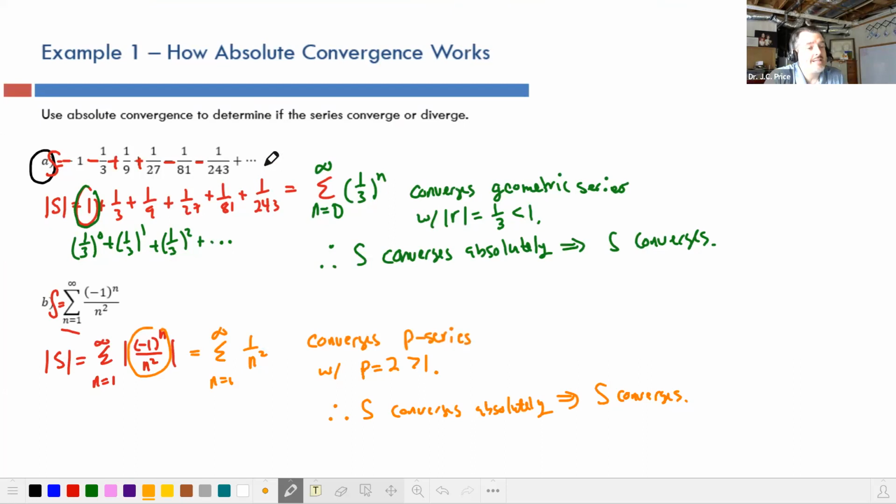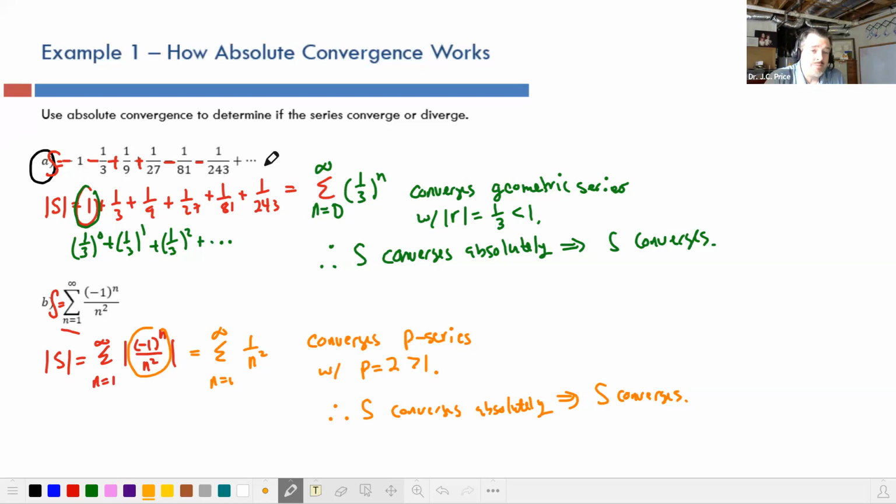So whenever you see something that has maybe some negatives on the terms, just remember you might have to test it for absolute convergence, and then you can conclude if it does converge absolutely, that it converges. Now, if it doesn't converge absolutely, it doesn't mean that S diverges. So that's very important. There are series that are not absolutely convergent that do converge. We're going to learn about those next week, and that's called conditional convergence because it depends upon the condition of the pluses and the minuses, like where they're actually placed.